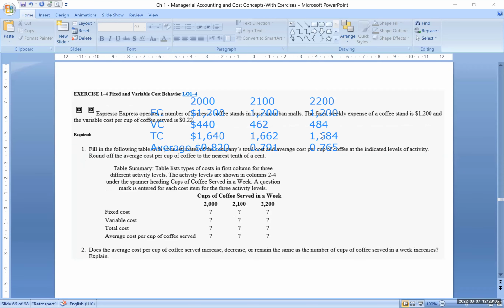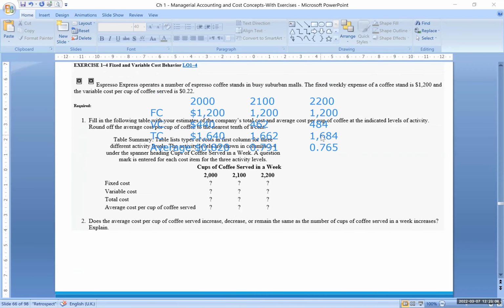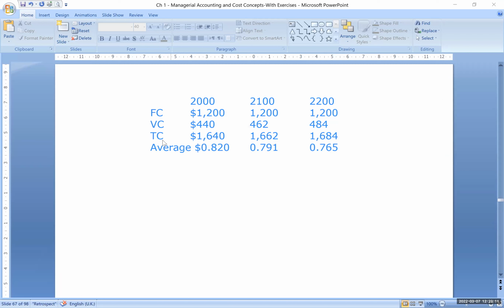Why? Because the total cost is divided by a large, increasing number. If we have 2,000, the 1,640 will be divided by the 2,000, so the average will be 82 cents. If we increase the number of cups served, then the average will be less. If we increase to 2,200, the average will be less. The point here is that the fixed cost, which is constant, will be divided by a bigger number of cups.